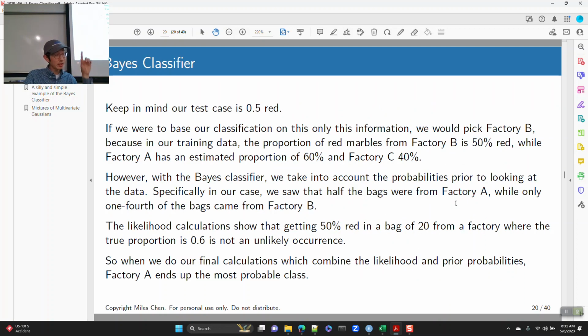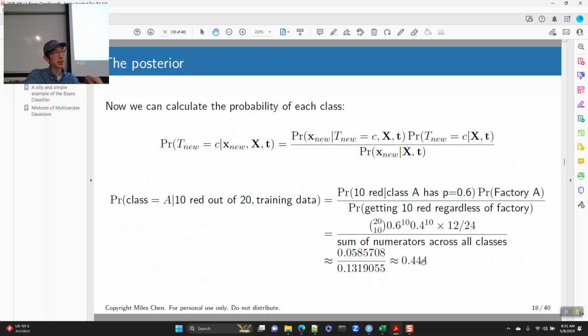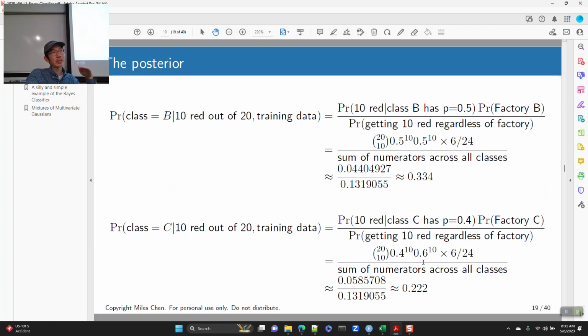Okay, but it is a little bit lower than the prior probability, right? Prior to opening up the bag, factory A was in the lead with a 50% probability. After we open up the bag and we see that it's only 10 red out of 20 marbles, our probability drops down a little bit from 0.5 to 0.44, okay?